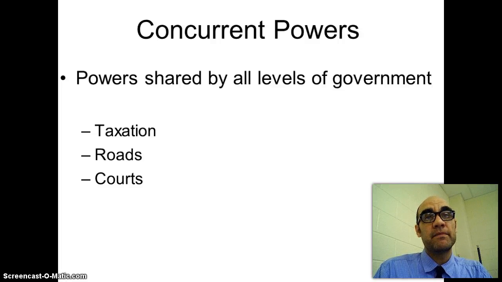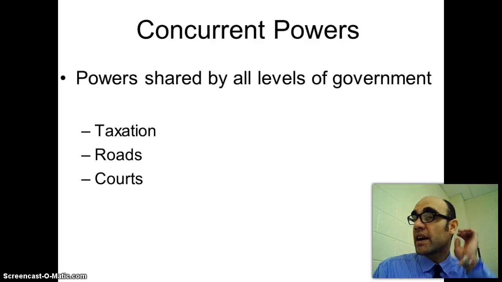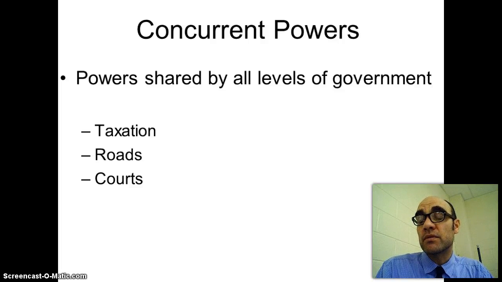All levels of government maintain roads. We have interstate highways. We have roads that are maintained by the state, and then your neighborhood roads, most of them are maintained by the local government. And then we have different levels of court. We have federal courts, we have state courts, and then we have Fairfax County General District Courts.